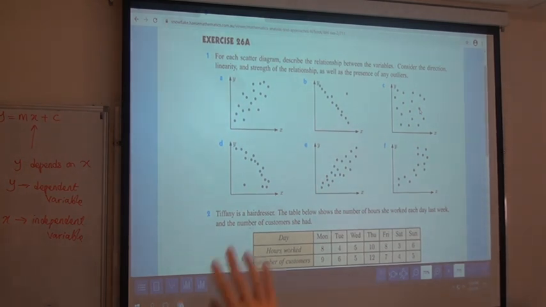Who wants to go for B? Carolina? It's a linear negative correlation, and it's strong, and it has one outlier. Do we all agree with that? Yes.